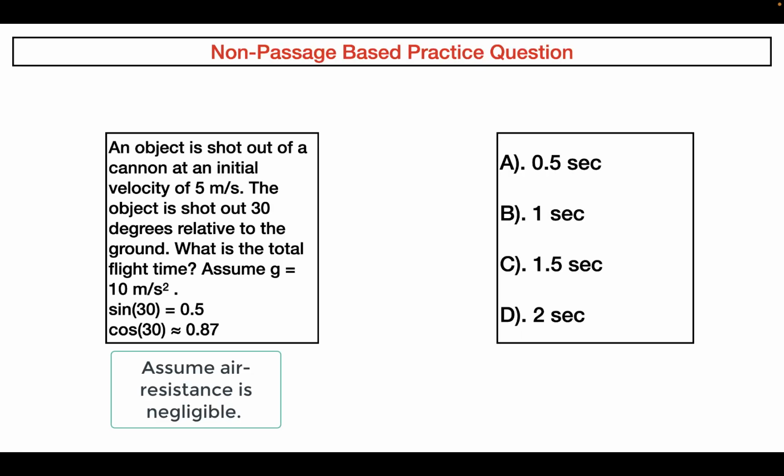So let's start off with this problem. An object is shot out of a cannon at an initial velocity of 5 meters per second. The object is shot out 30 degrees relative to the ground. What is the total flight time? Assume that g is equal to 10 meters per second squared.